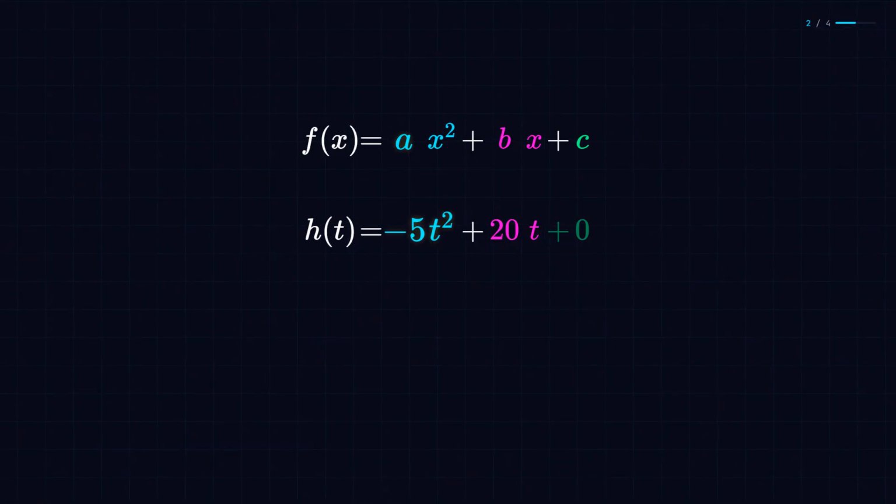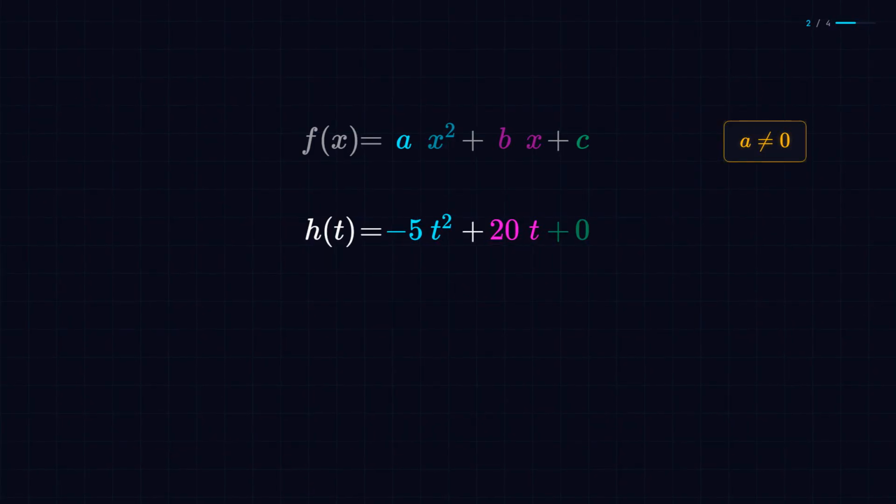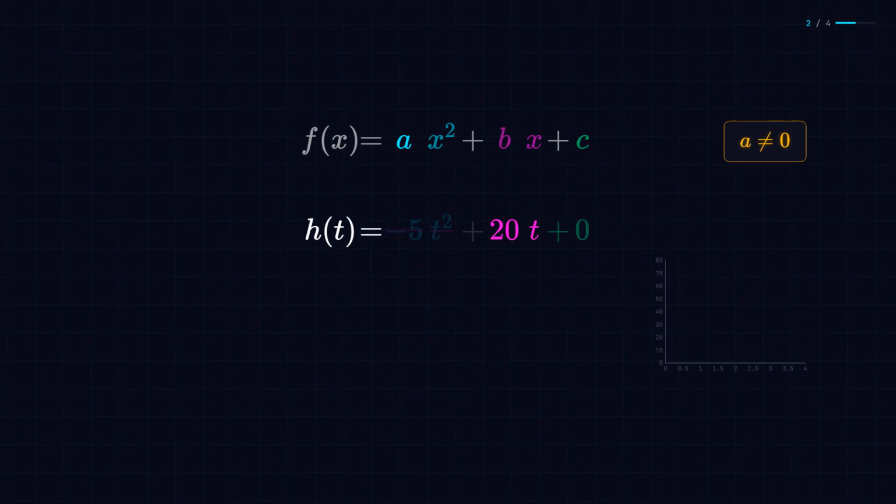But one rule holds it all together. A can't be 0. Watch what happens if it is. The squared term disappears, and all that's left is 20t, a straight line. The square is the whole curve.